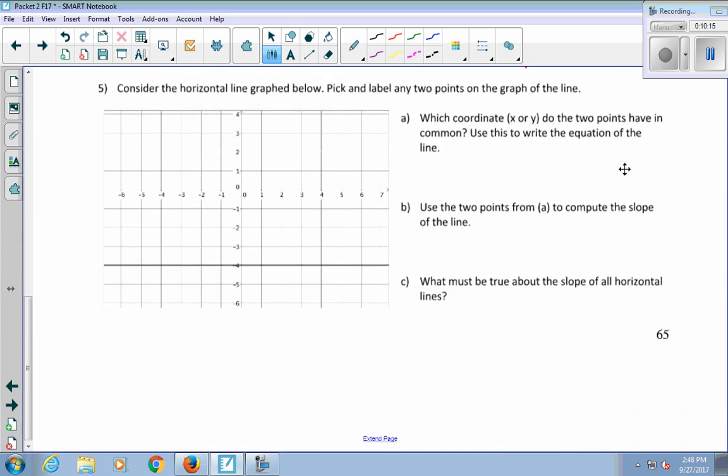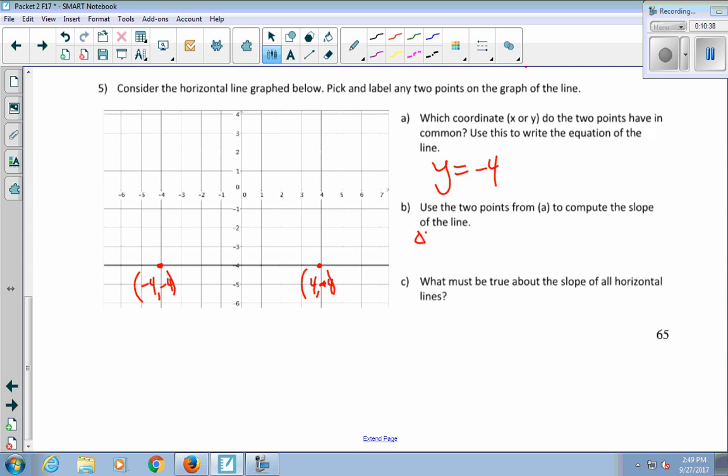All right, here's a horizontal line. Pick and label any 2 points. Okay, here's -4, -4, and here's 4, -4. Which coordinate do they have in common? Y. Both of them have a y coordinate of -4. That's the equation of the line, y equals -4.